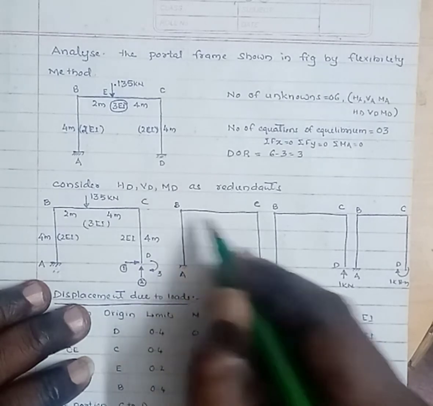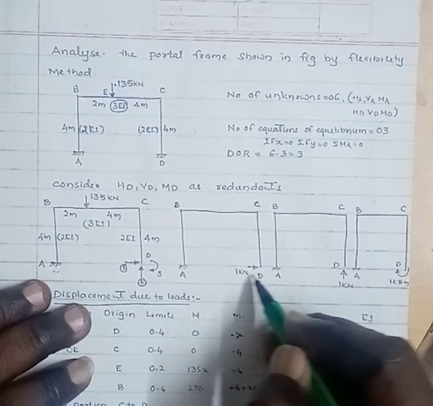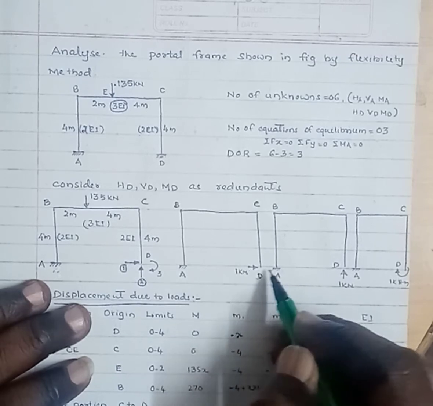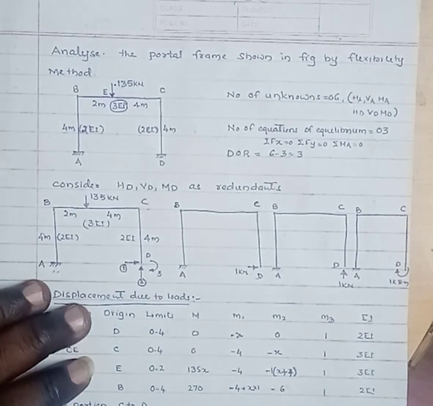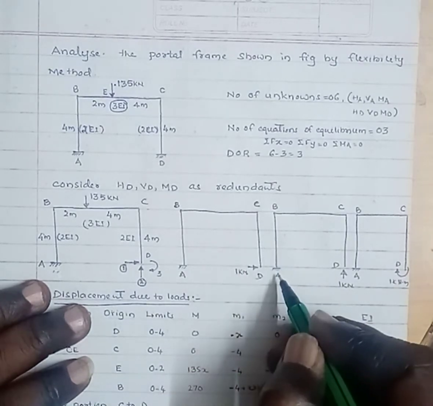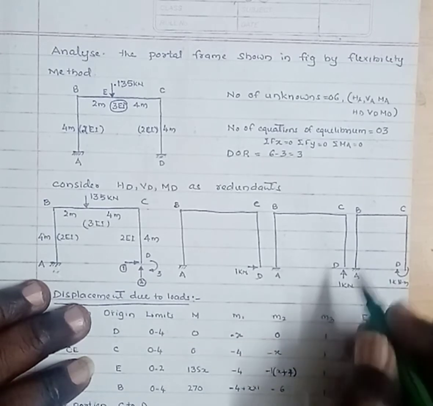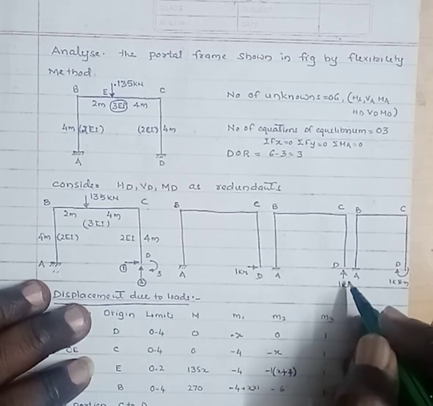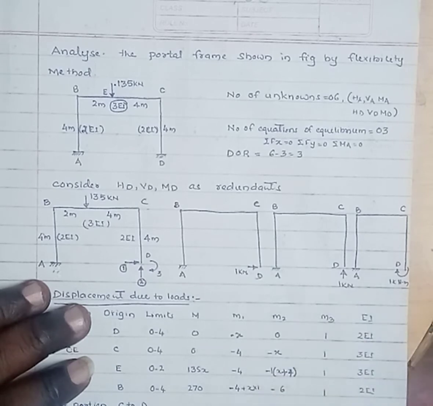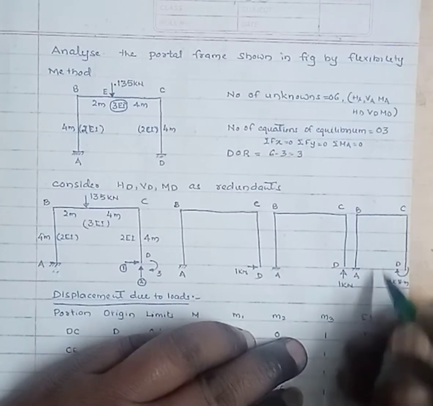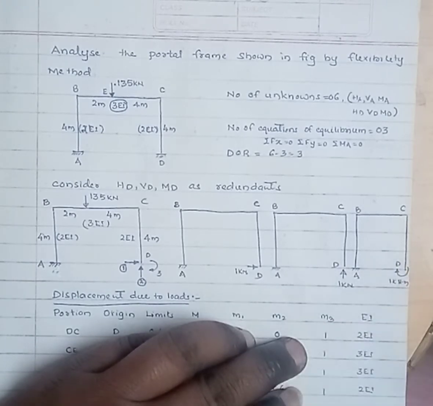Here this is the frame A, B, C, D. In coordinate direction 1, apply a unit load of 1 kilonewton towards the right, the positive direction of coordinate 1. Similarly, to find the displacement at 2, we apply a unit load in coordinate direction 2, that is, an upward unit load of 1 kilonewton at D. Similarly, in coordinate direction 3, we apply a unit moment of 1 kilonewton meter in the clockwise direction.